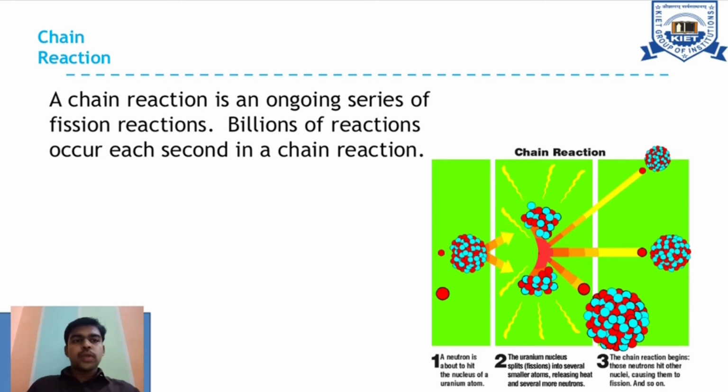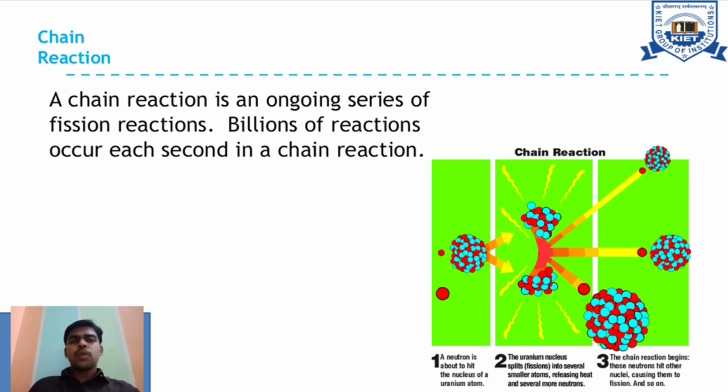Now look at the second point. The uranium nucleus splits into several smaller atoms. So what is the first process? A neutron is about to hit the nucleus of a uranium atom. Next, continuously, the uranium nuclei are splitting into several atoms. Finally, it is releasing several neutrons.